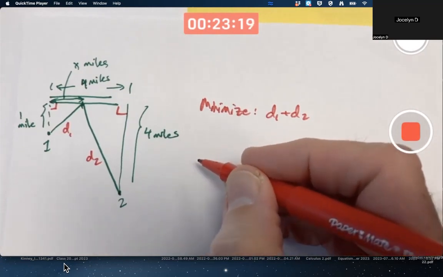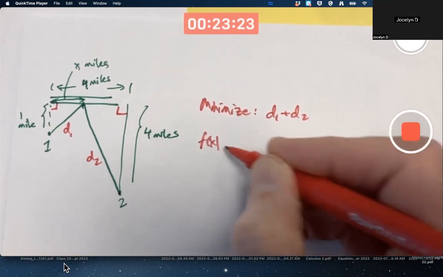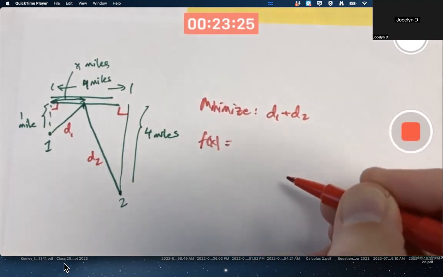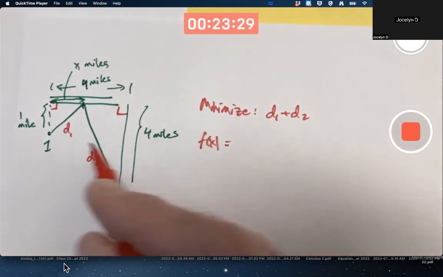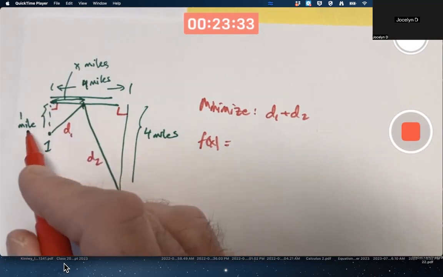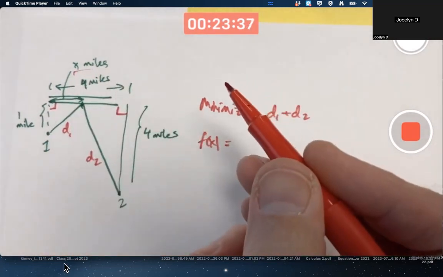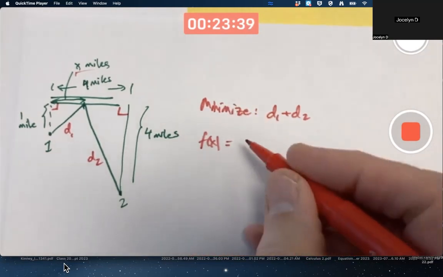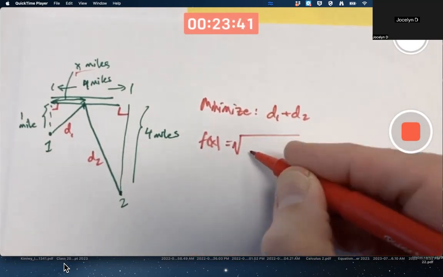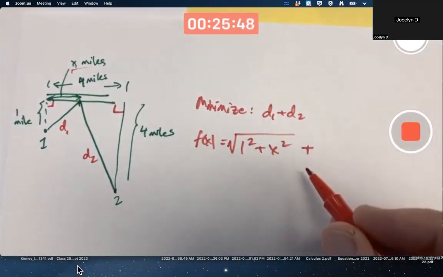We've got to get that in terms of X. What is that total distance in terms of X? You have to use the Pythagorean theorem. D1 is the hypotenuse of this right triangle of legs length 1 and X. So D1 is the square root of 1 squared plus X squared. You can't get rid of these square roots because you're adding 2 square roots.